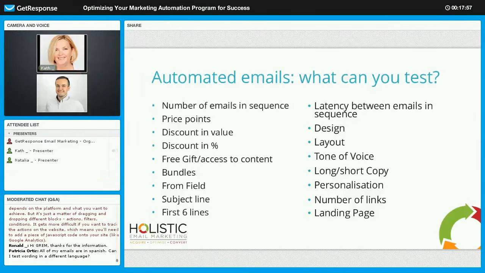Number of emails within the sequence, or the latency between emails in the sequence. Price points, discount in value, design, layout, tone of voice, bundles, should you be bundling up your products, from field, subject lines, personalization, number of links, landing page, long or short copy. Like I said, this is just touching on a few of them. There's a lot more. So, one of the things that some of my clients have always said, we've tested everything. And I'm like, seriously? You've tested everything?